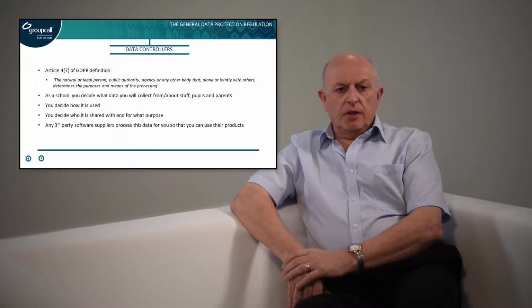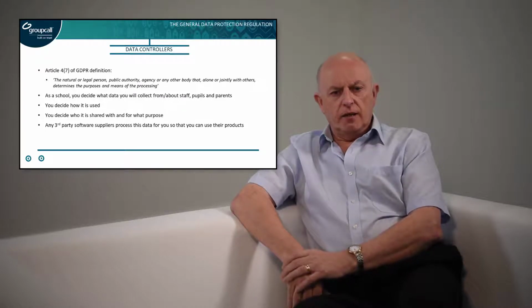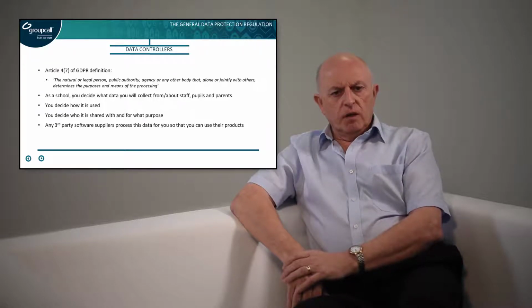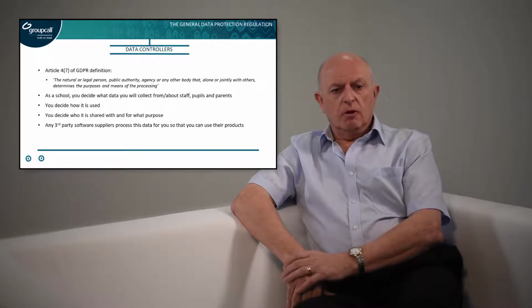If we look at the data controller, it is the organisation that is making decisions about what data is being collected from us, why, and how it's going to be used. In schools, that's normally the school themselves. The difference would be if you're a part of an academy trust, in which case it's usually the academy trust who is the actual data controller.